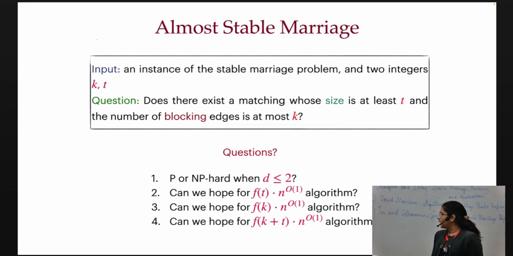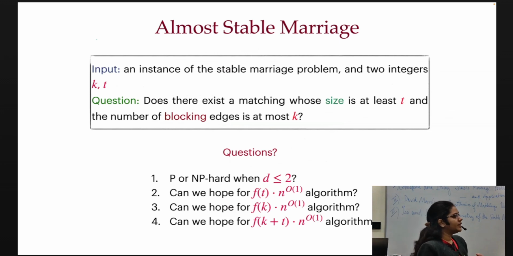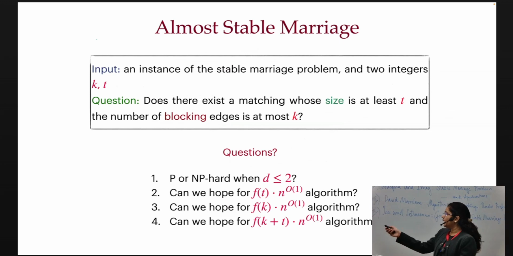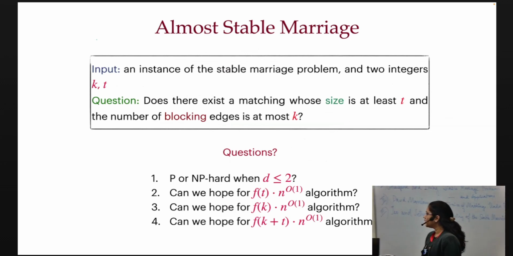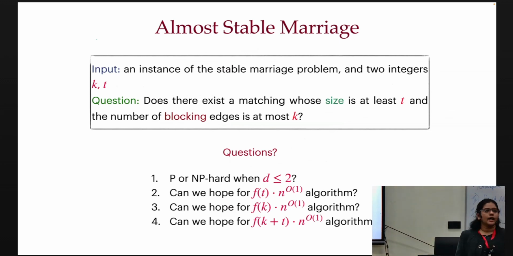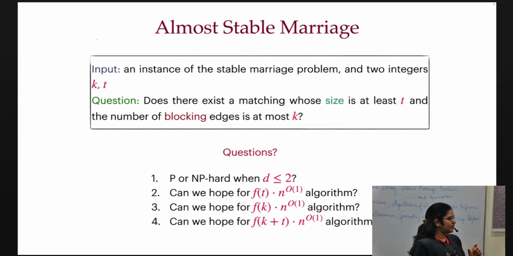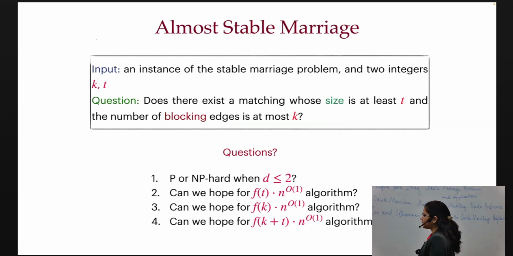Okay. Next question. Can we hope for an algorithm that can have exponential dependency only on k, the number of blocking edges, but only polynomial dependency on input size? Here also one thing: this T is not the size of the matching. This T is the increase in the size of the matching. Now, can we have such an algorithm with the combined values k and t? Okay. So, these are the kinds of questions we can ask.